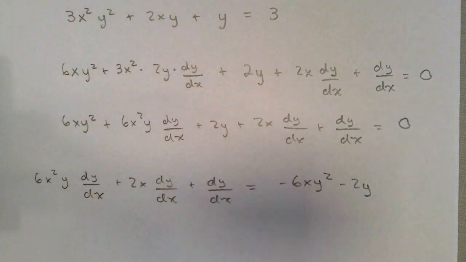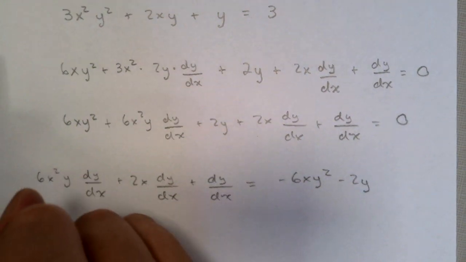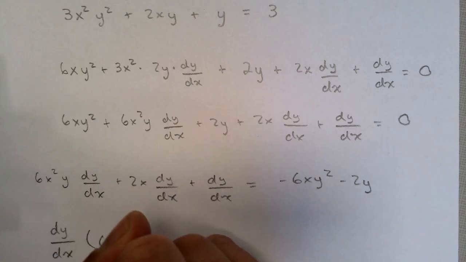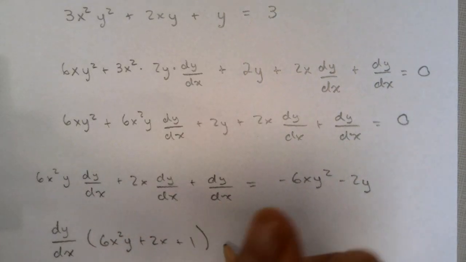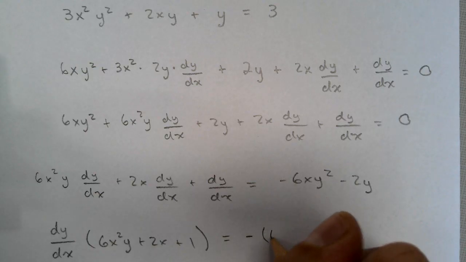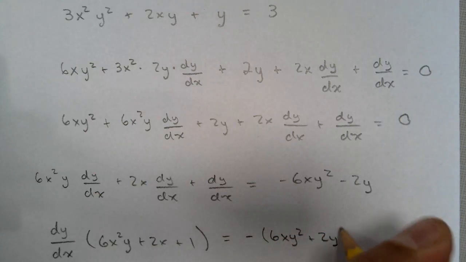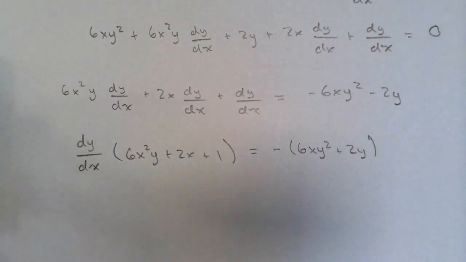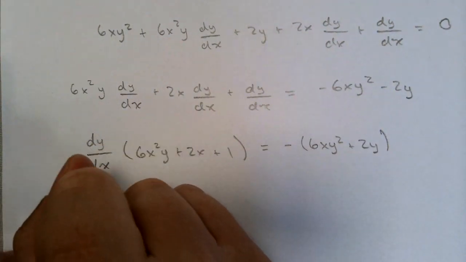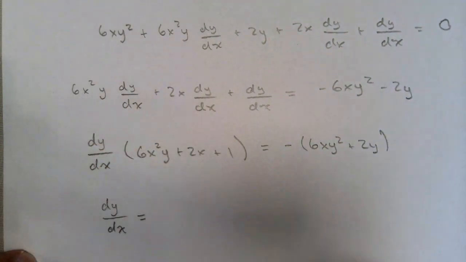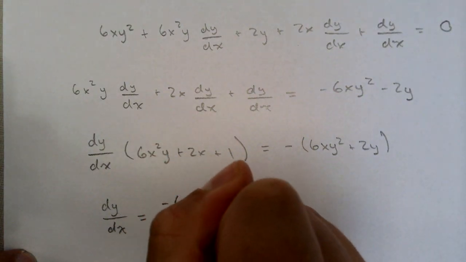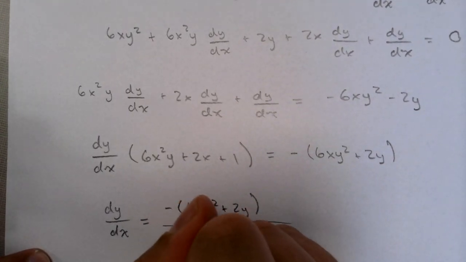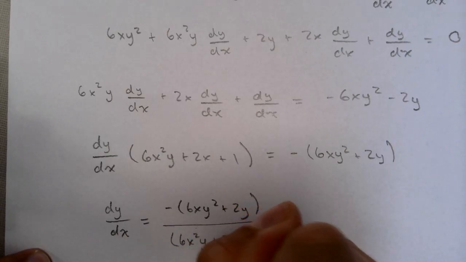And each term on our left-hand side has a dy dx. So we can factor that out. So dy dx times 6x squared y plus 2x plus 1 is equal to, I'm just going to write it like negative 6xy squared plus 2y. And then to solve, we just divide both sides by this expression. So dy dx equals negative 6xy squared plus 2y, all divided by 6x squared y plus 2x plus 1.